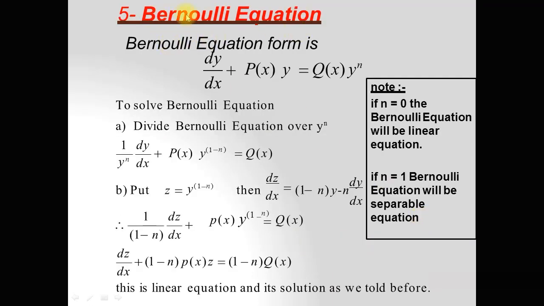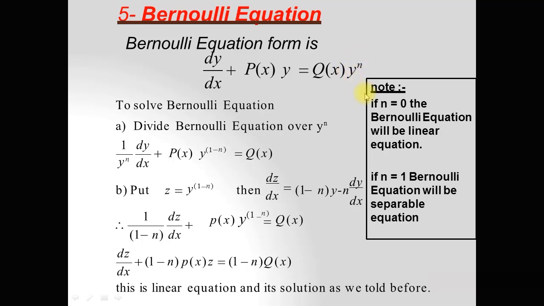Now the Bernoulli equation. The standard form, the general form of the first order Bernoulli equation is dy by dx plus P of x into y is equal to Q of x y power n. So dear students, note that this power y power n, the nature of the equation depends on the value of n.